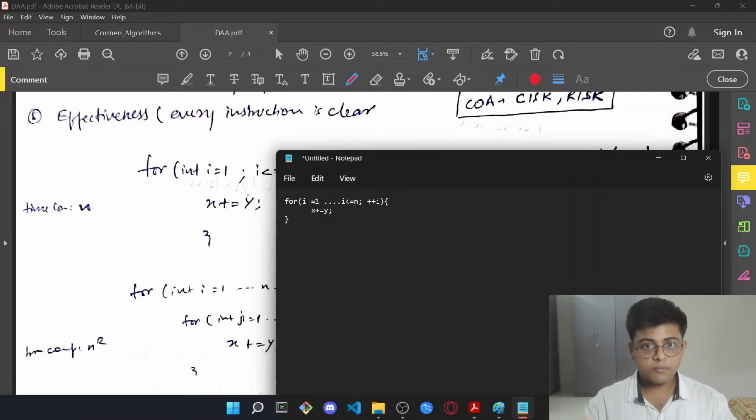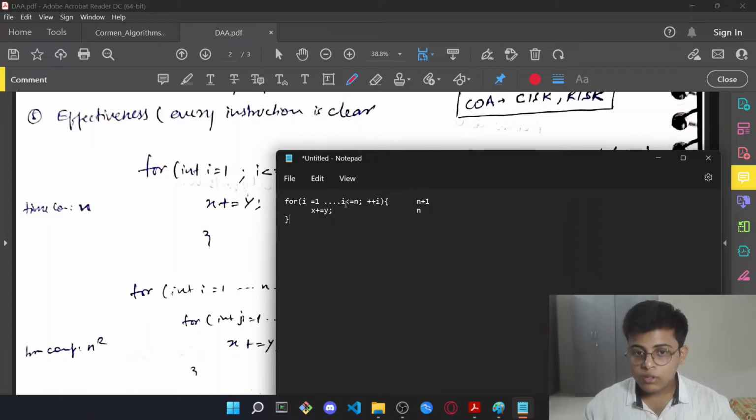According to me, and I'll prove it to you, yes, this is going to happen. According to me, it is n plus 1 times. You might ask, no, this is going to execute n times since the condition is n. Let me tell you again. The statement which is inside this for loop is going to run n times. But this is going to run n plus 1 times.